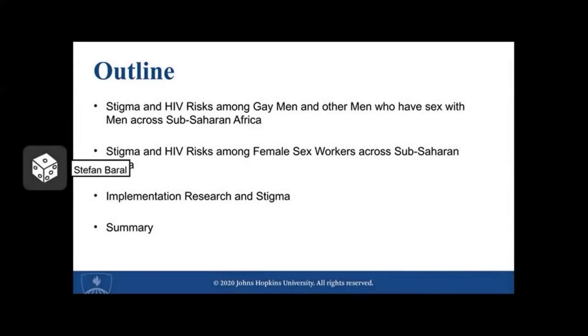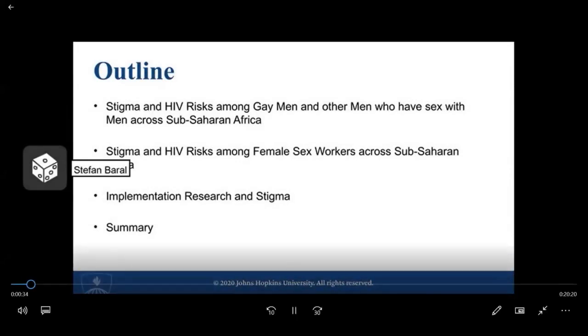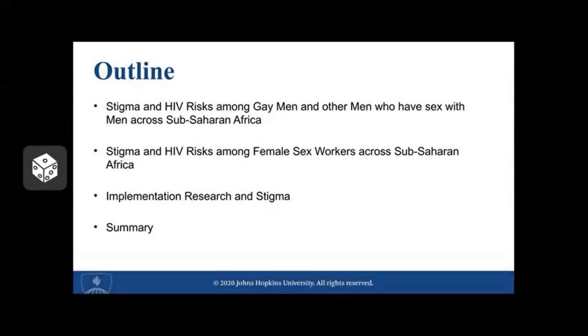Given the really exciting opportunity to present as part of this satellite, I was hoping to present some new data on stigma and HIV risks among gay men and other men who have sex with men across sub-Saharan Africa, and similarly what we know with female sex workers across sub-Saharan Africa. I will then focus on the paper, which was really about evaluating what we know about how implementation research has been used in stigma. And to do that, I'm going to provide just the briefest overview of what implementation research is, because I think it provides effective context to that, and then I'll finish with some closing thoughts.